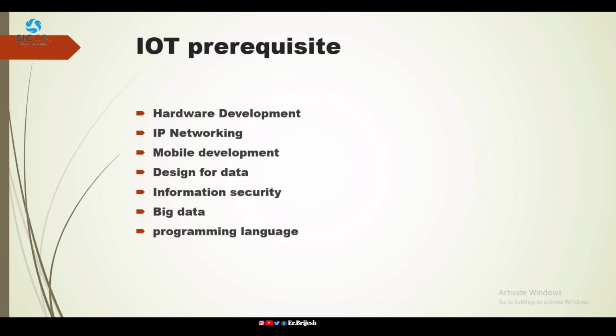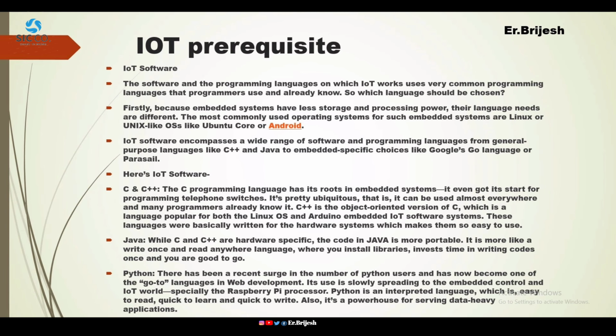Big data deals with the data received on your system: how to manage that data, how to process that data, how to store that data. And programming language, the most important thing in IoT: you must know about different programming languages. Mostly C and C++ are used in IoT, but you can use Java and Python also. We will be using C and C++, and in some projects we will use Python when we are using the Raspberry Pi board. So these 7 things you need to know for learning IoT. IoT is nothing but the combination of these 7 different branches. If you learn all these things, you will learn about IoT.